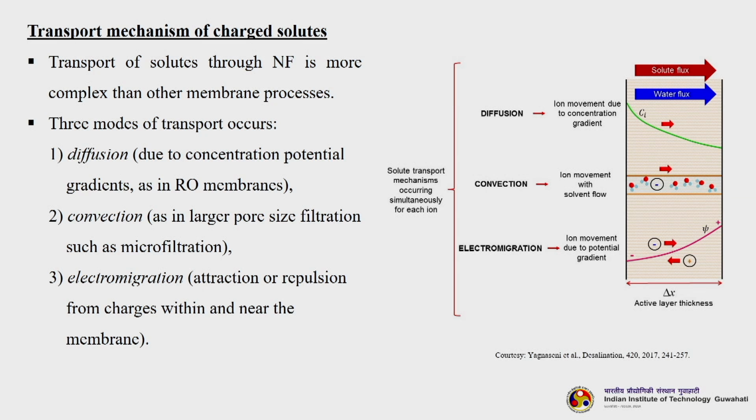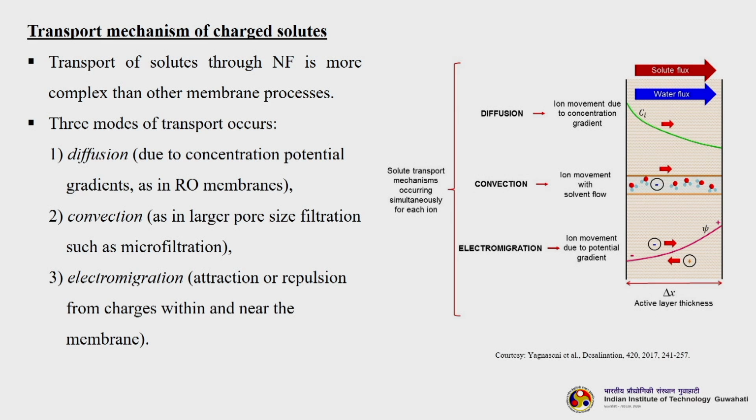So, let us understand the transport mechanism of charged solutes in NF. Transport of solutes through NF is more complex than in any other membrane process. Actually, three different modes of transport occur. The first is diffusion, which is due to the concentration potential gradient, as in reverse osmosis membranes. Then convection, as in larger pore size filtration such as microfiltration or even ultrafiltration. Then electromigration, so attraction and repulsion from charges within and near the membrane.